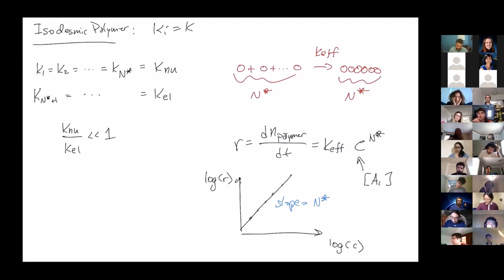Now, maybe you're saying, wait, I don't like that model. That's much too simple. Josh says this separation of time scales is crazy. You assumed all the nucleation reactions are equivalent. That's not cool. Okay, great. So let's try something slightly more complicated. Let's write down a master equation now for different polymers of size n.